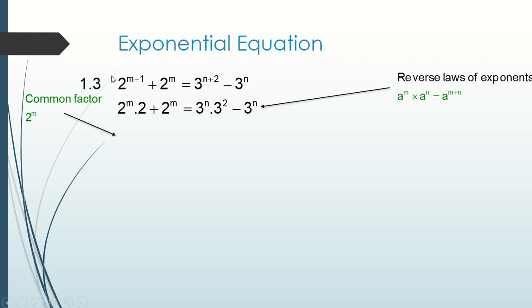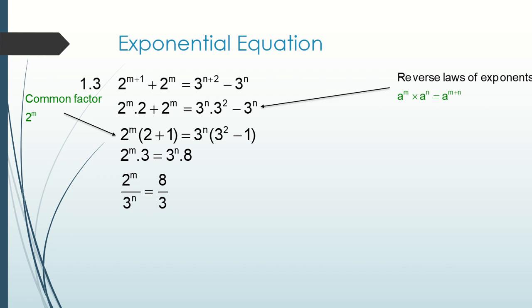So now, if you look on the left hand side, you have 2 to the power m, 2 to the power m, so there's a common factor there. And we can also find another common factor, which is 3 to the power n. So we take out our common factors, and then 2 plus 1 is 3, 3 squared is 9, 9 minus 1 is 8. We divide such that the numbers with variables m and n are on the same side. And if we do that, you have 2 to the power n over 3 to the power n equals 8 over 3.